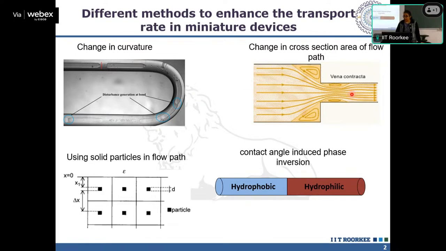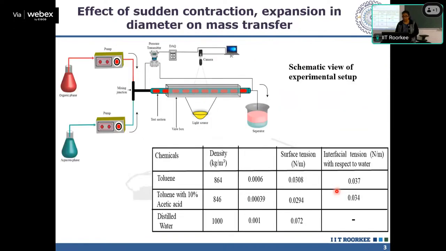Then in this particular lecture, what I want to cover is these two topics. How this sudden change in the flow path will enhance the mass transfer, and how hydrophobic and hydrophilic conditions, or more generally a sudden change in wettability of the tube wall, can produce phase inversion, and how the phase inversion influences the mass transfer efficiency further. That we are going to discuss.